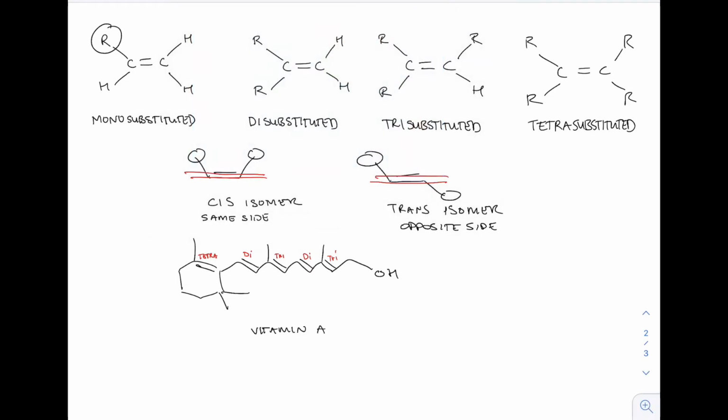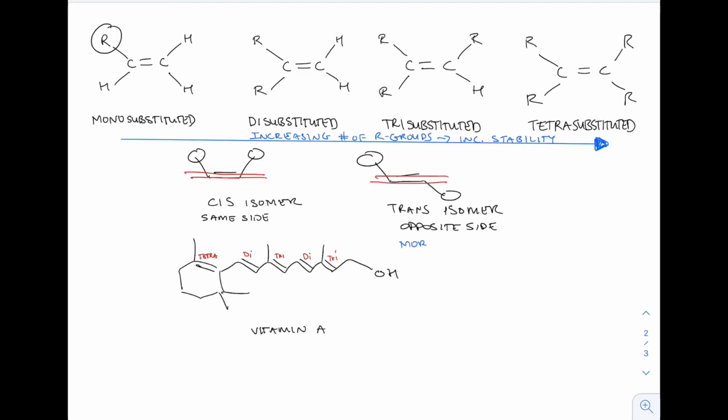Okay, so since we're on the topic of stability, let's go ahead and draw this arrow from left to right, going from mono to tetra substituted, because that is the direction of increasing stability for alkenes. Because as we increase the number of R groups, we're going to have an increase in stability. Okay.